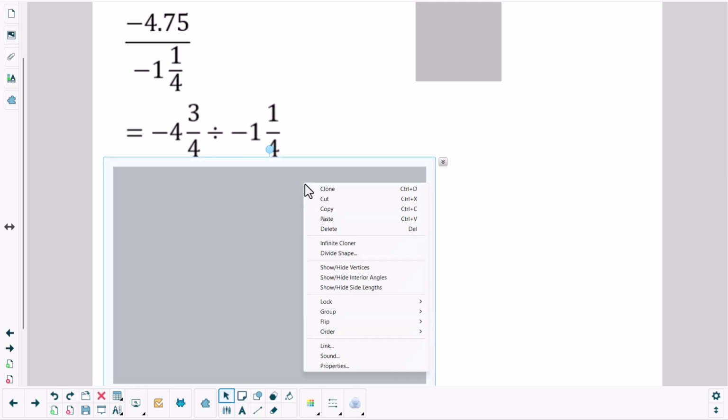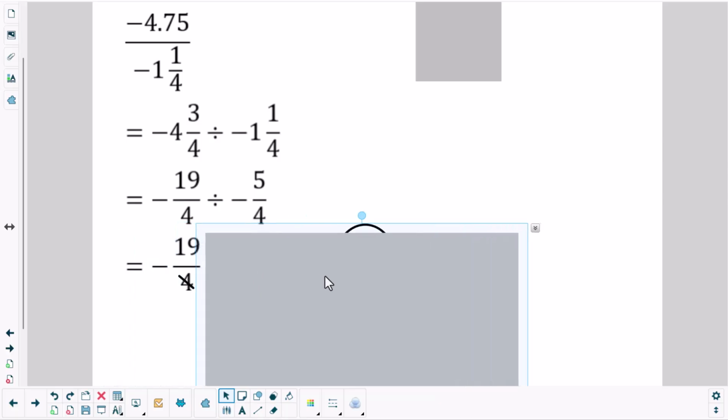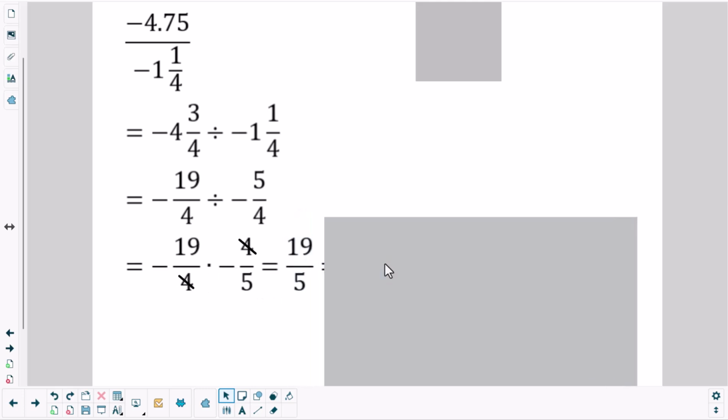So let's change those mixed numbers into improper fractions. That will be negative 19/4 divided by negative 5/4. Do keep, change, flip: negative 19/4 times negative 4/5. Now, anytime you have the same number diagonally, you can divide them both by themselves. So 4 divided by 4 becomes 1. I just cross them out if I see the same number diagonally. I have 19 then on the top and 5 on the bottom. Negative times a negative is a positive, 19/5.